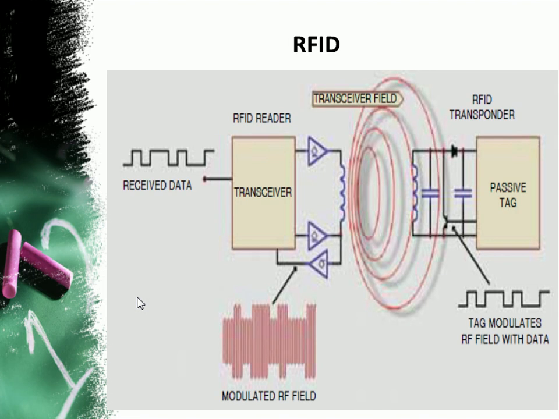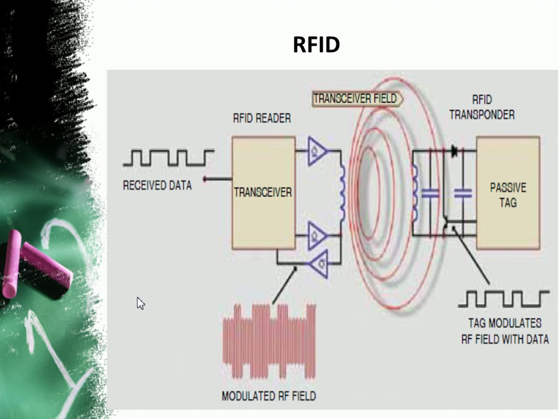In this we have RFID. RFID is radio frequency identification. This allows only authorized persons to access a particular area. In RFID we have three main components: one is the antenna or coil, another is the transceiver, and another is the transponder. This transponder communicates with passive tags. These passive tags have no external power source; instead they draw power from the internal electromagnetic field.